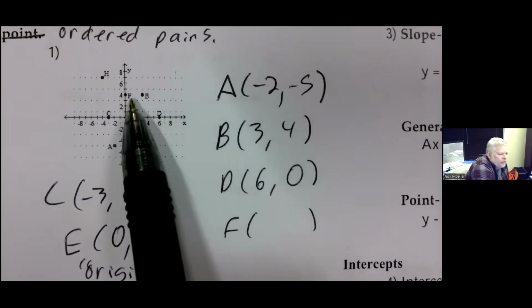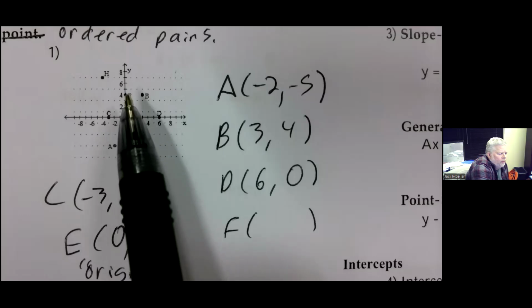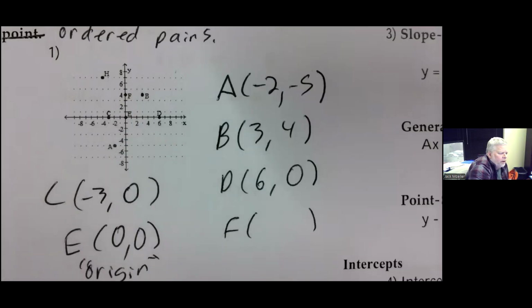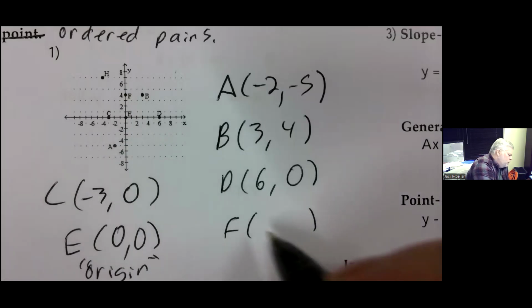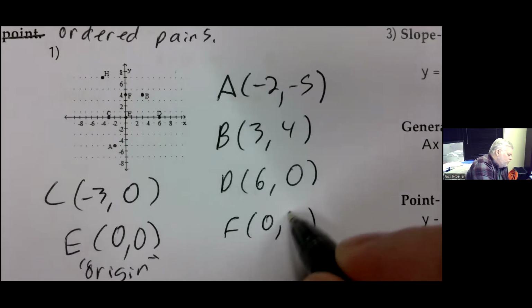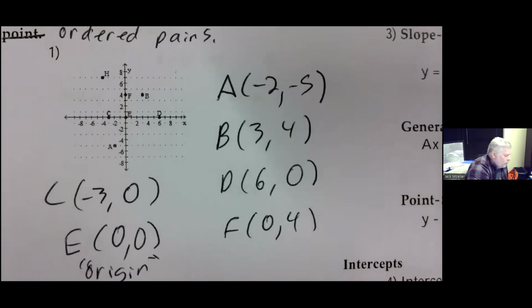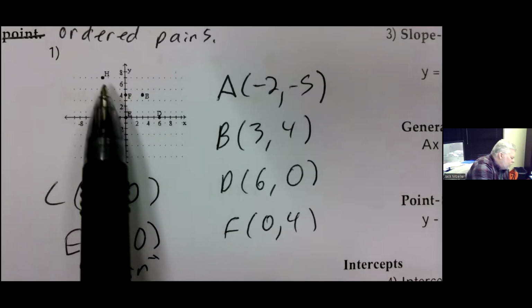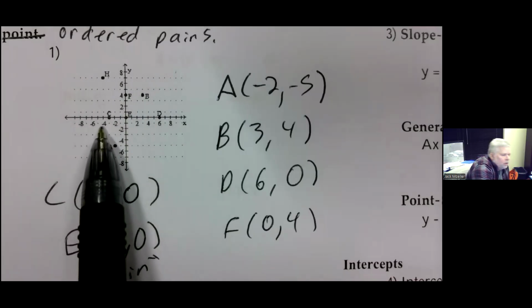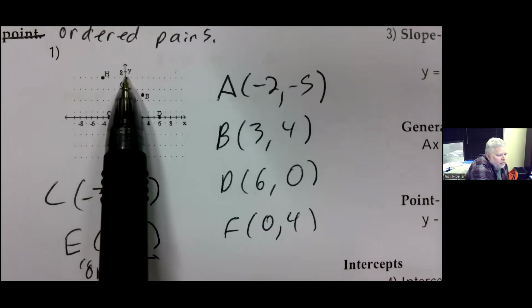Okay, so what are the coordinates for F? Well, we're going up 4, and we're not moving left or right. So we have to make sure to put the X first, which is 0, and then 4 second, because that's how much we go. All right. And then H, what is H? H looks like -4, 7.